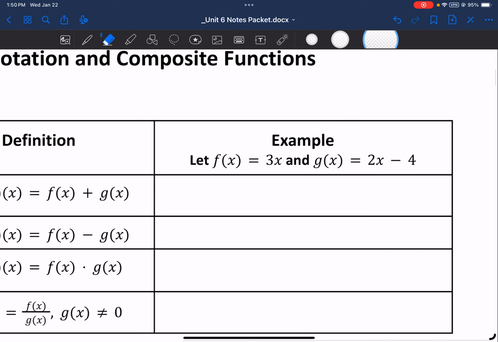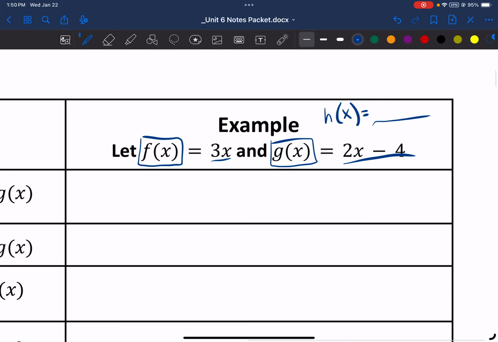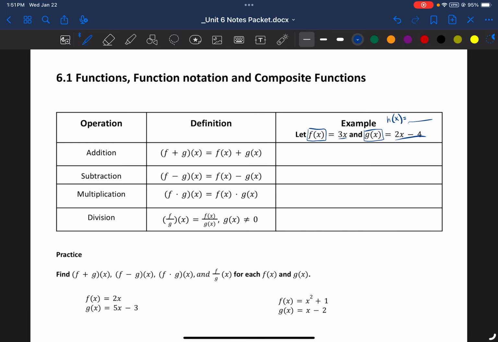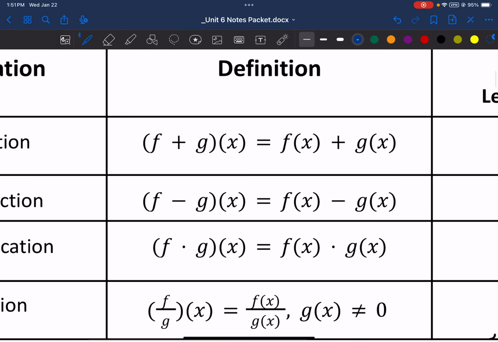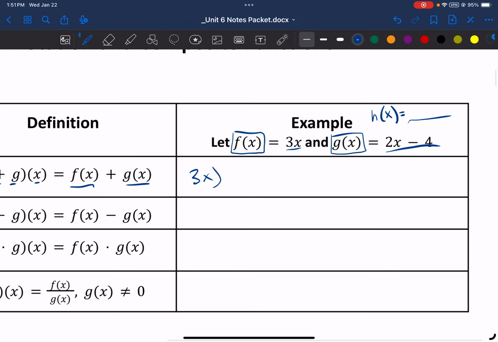We normally write functions with this type of notation, where a function is f of x, is how we say that, equals the equation, or g of x equals an equation. And the next one we usually use is h of x, and then you'd have an equation. Okay, so let's perform an operation. If we see something like this, f plus g of x, what that means is the f of x function being added to the g of x function. So what we'll do is something like this: 3x, that's the f of x function, and we're going to add it to the g of x function.